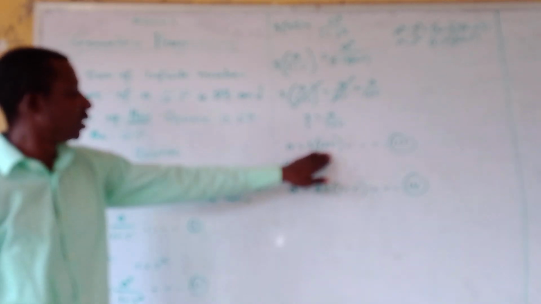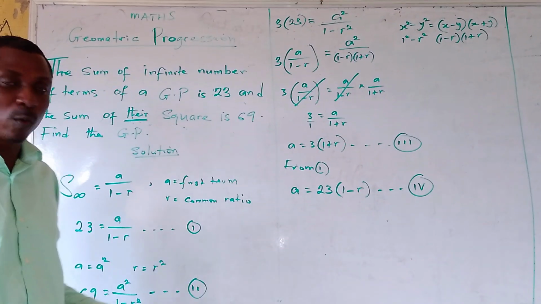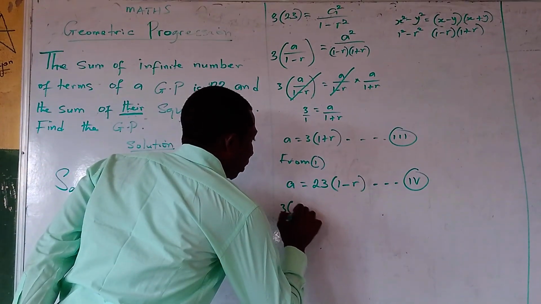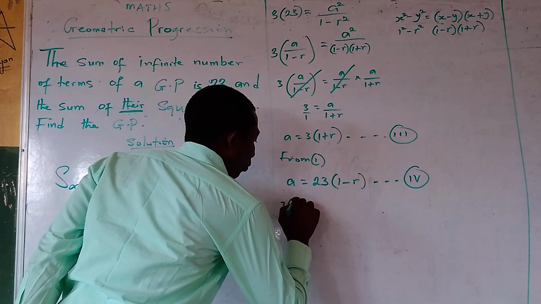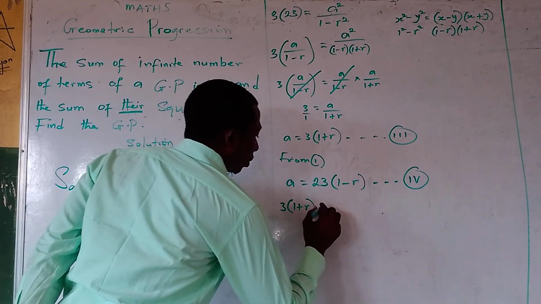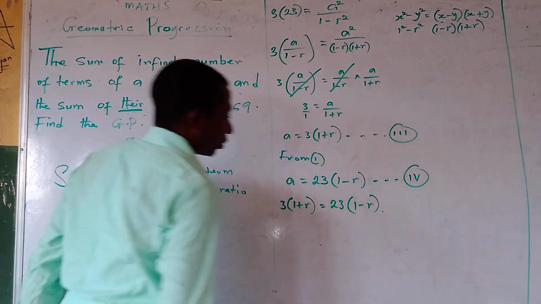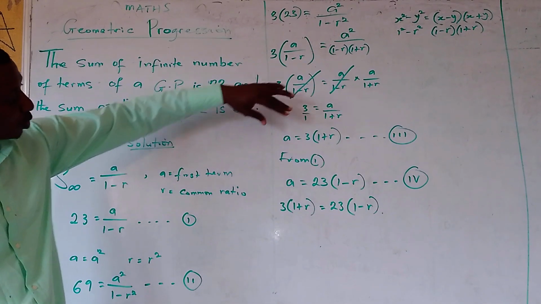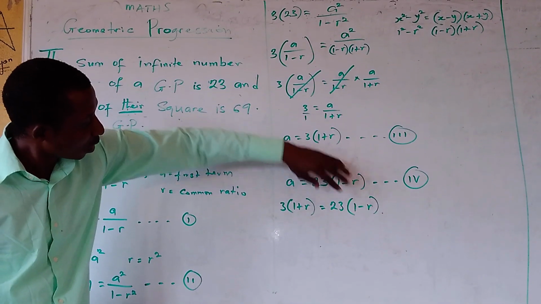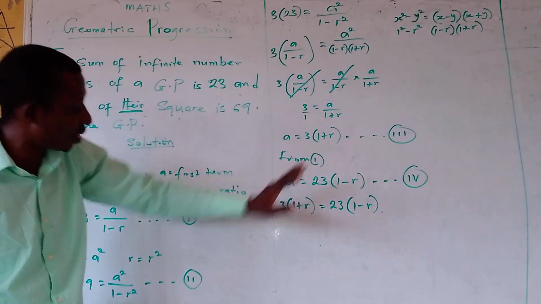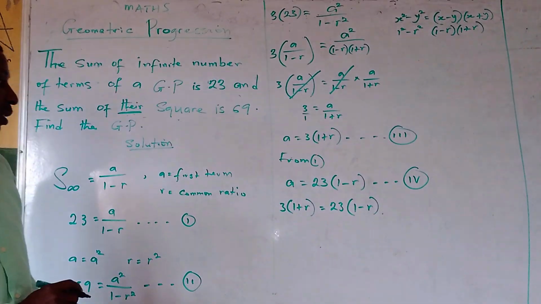Now, A is this. A is also this. That means we can equate the two together. So we have 3 open bracket 1 plus R equals to 23 open bracket 1 minus R. I hope you are getting that. So this is equal to this. Because this value is A. This one is also A. That means they are the same thing. So you can equate in this way.